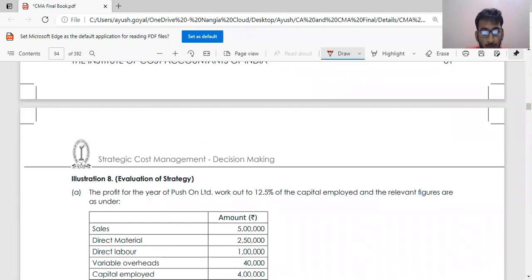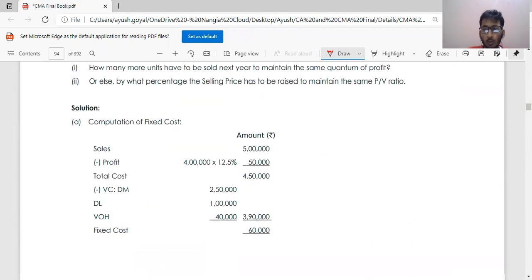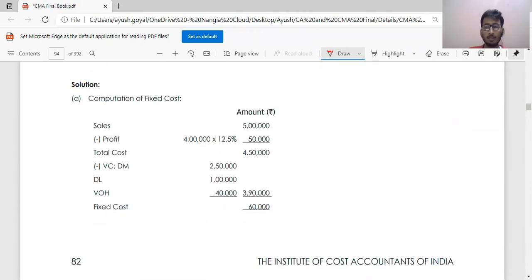Evaluation of strategy. I think this would be the same. We have done one question related to evaluation of strategy. I don't think it would be difficult. So it would also be your homework, evaluation of strategy. And answers are given just here only. So if you face any problem, just see the answer. Still if you face any problem, let me know. We'll solve it here.